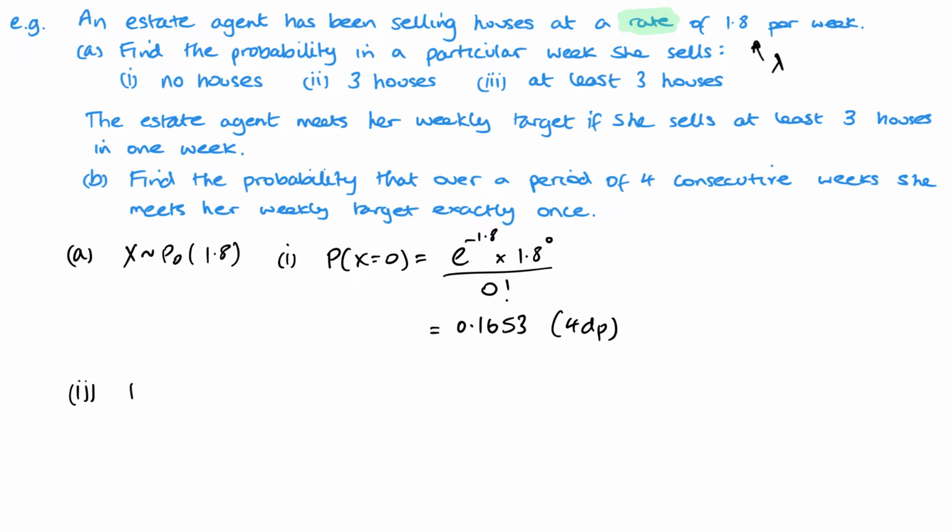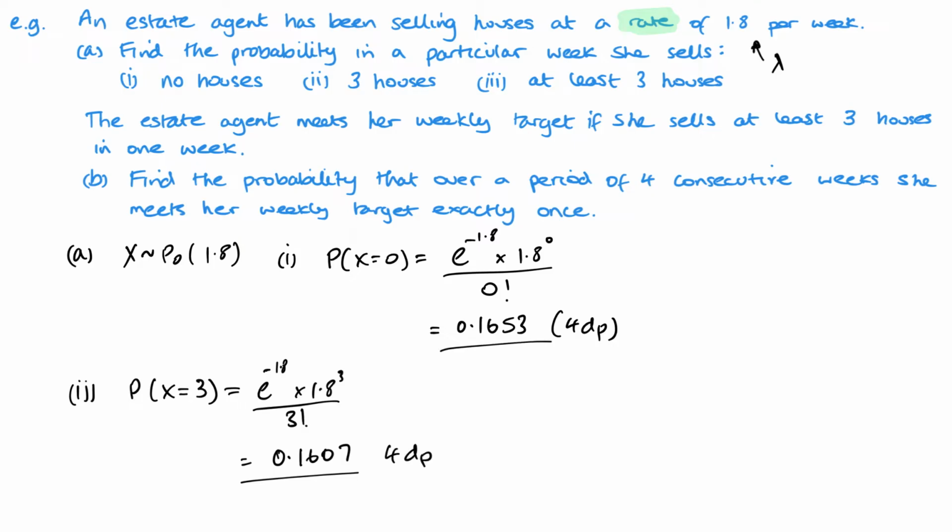Now, part 2 is 3 houses. So probability when x equals 3. So pretty much the same thing, e to the minus 1.8 times 1.8 to the power 3 over 3 factorial. And that gives me 0.1607. And again, this is to 4 decimal places. And then the final part, which is part 3. This time we've got at least 3 houses, so it's going to be greater than or equal to 3.